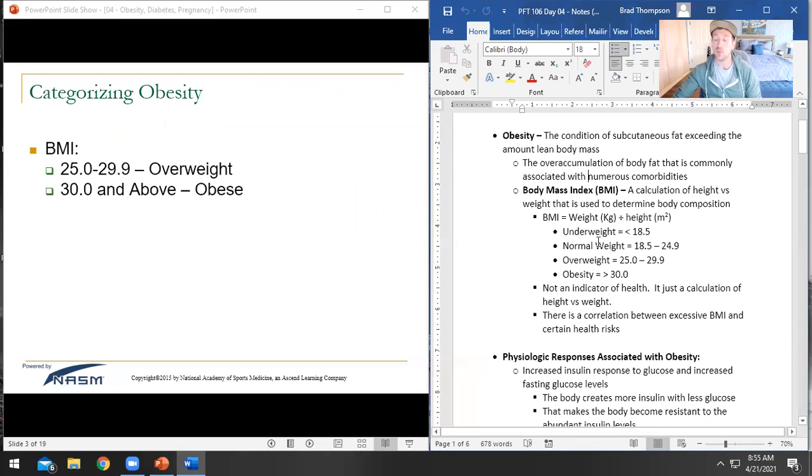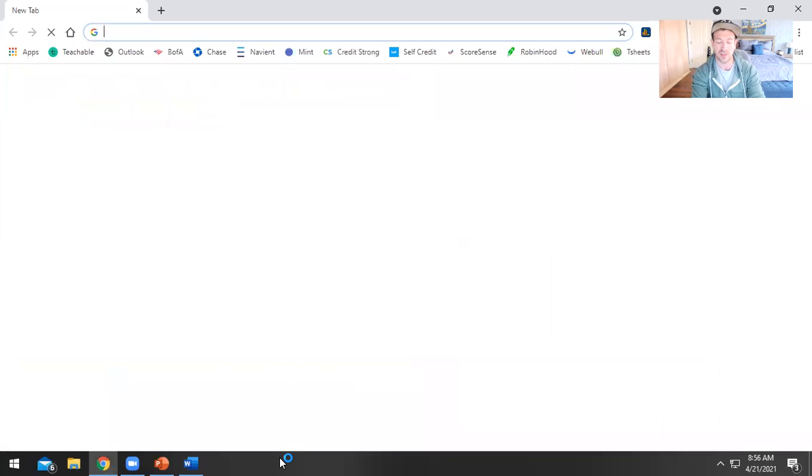So we have to remember what the body mass index is. I know we've seen this before, but it is a calculation of your height versus your weight. Now, is that a great way to determine your health? No, definitely not. This is literally taking into account just your height and weight. And so I love to show people this.